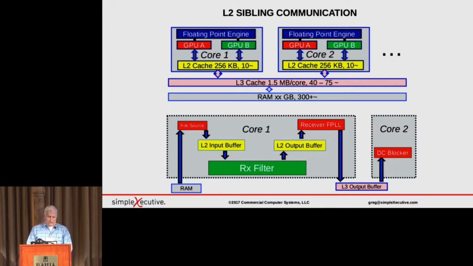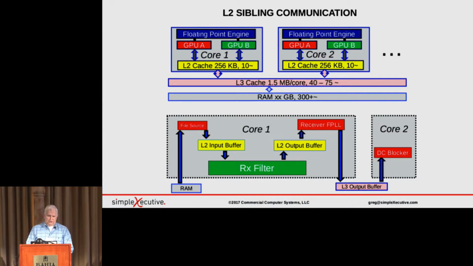Since most of the processing in the particular blocks that we had was computationally heavy relative to floating point, we expected that GPU A and GPU B would compete for the floating point unit and slow each other down. Turns out not to be the case. It turns out that the big thing in here is that the L2 provides a cache, a communication path.